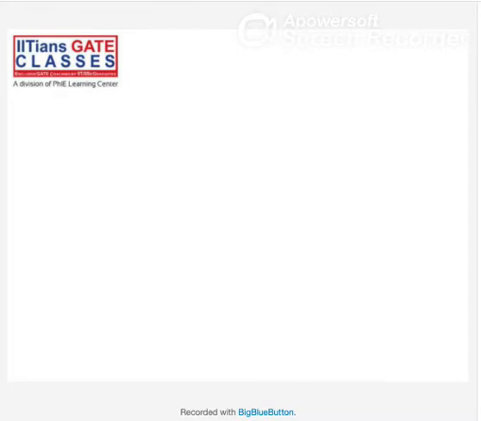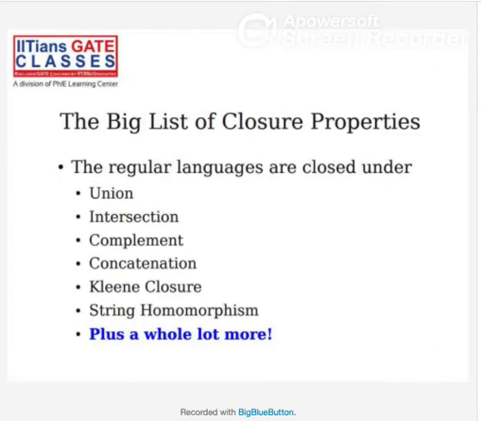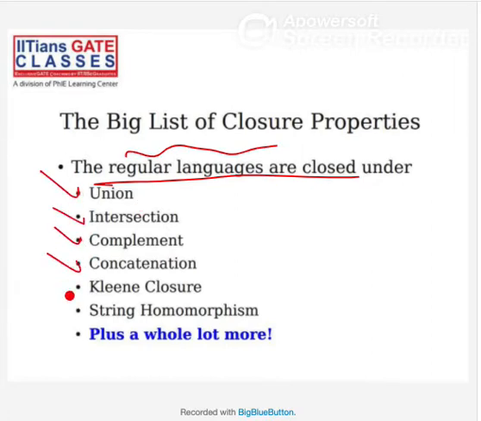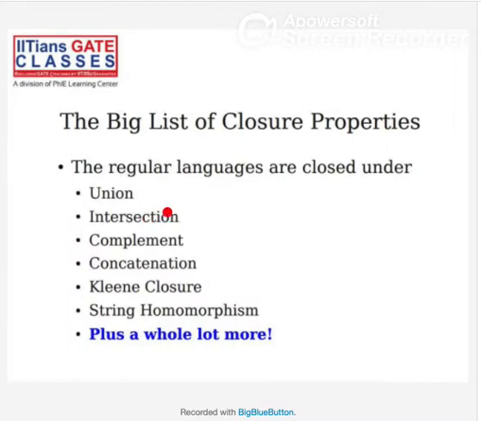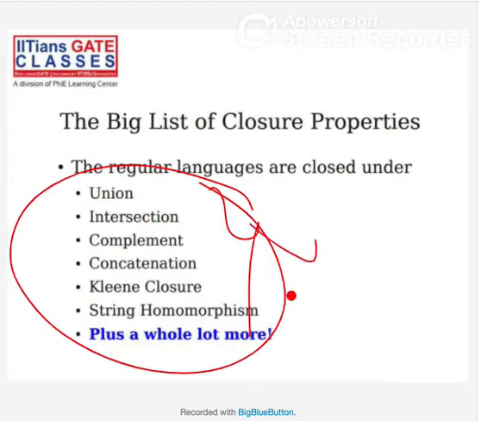Now all the important closure properties of regular languages are already over. You can see the set of regular languages, or you can say the regular languages, they are closed under union, intersection, complement, concatenation, Kleene closure, and string homomorphism. All these things we have already seen. Like in set difference also we have seen that regular languages are closed under set difference and all those things. Kleene plus, set difference, reversal, all these are very standard operations, and the set of regular languages is closed under all these standard operations.